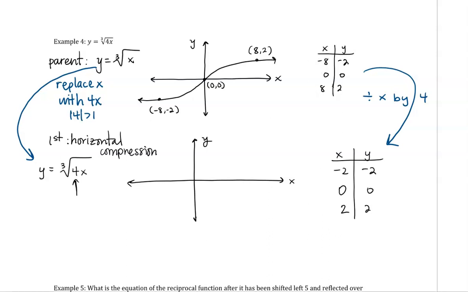And so now I'm just going to sketch the same shape of graph and just label the points that we already know are on the graph because we are dividing our x coordinates by 4, and that is our final graph because this function only had one transformation.